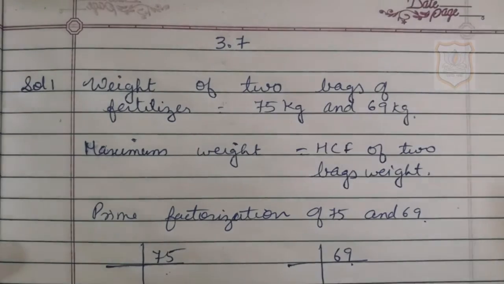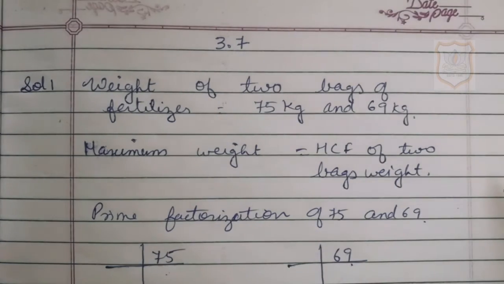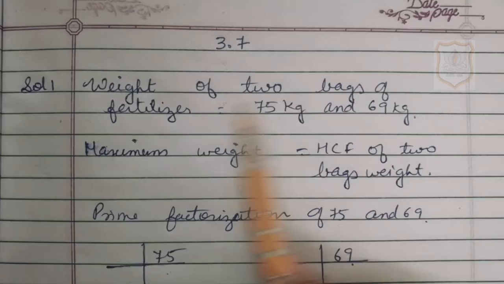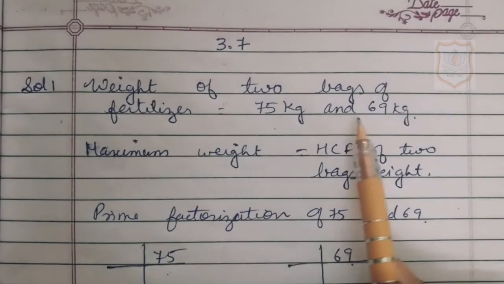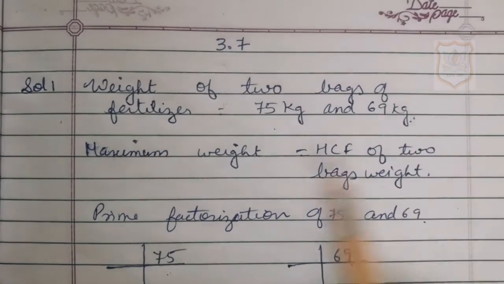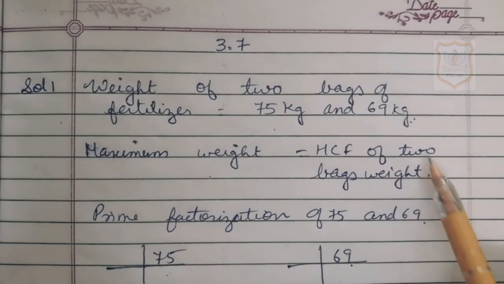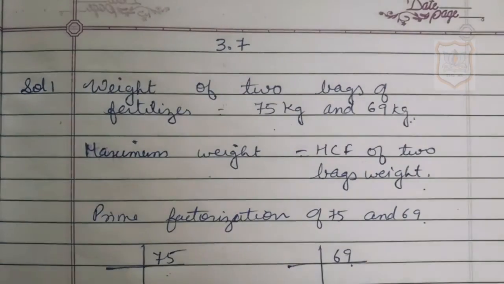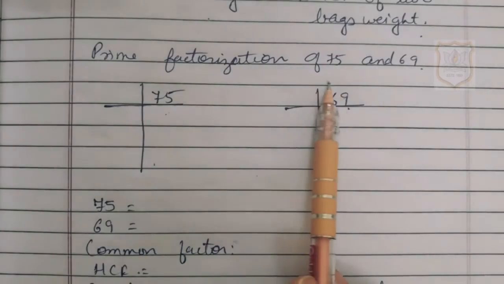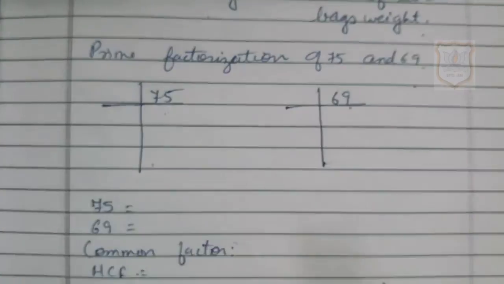Now solution for question number 1 of exercise 3.7. Weight of 2 bags of fertilizer equals 75 kg and 69 kg. It is given in the question. Now we have to find out the maximum weight. The maximum weight is the HCF of the 2 bags' weights. Now prime factorization of 75 and 69 here.